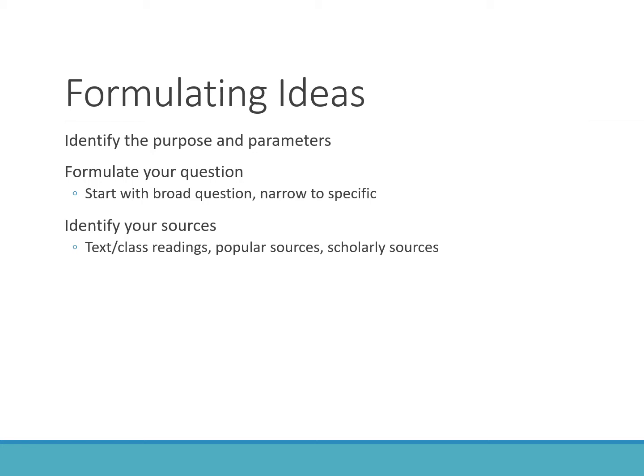So one of the first parts is to identify the purpose and parameters. So when you have an assignment, be it for this class or another class, you want to look at the grading requirements, look at what's posted in your syllabus, look at what's on Canvas, any grading rubrics that you can find to help figure out exactly what you need to write, what are the limitations on the topic, what's the purpose of the paper, and things like that. So you're going to use those to formulate your question.